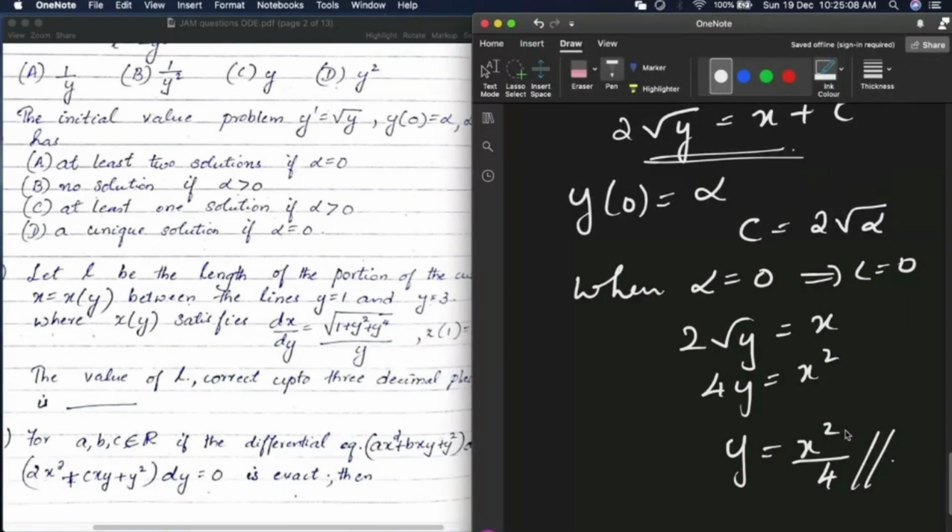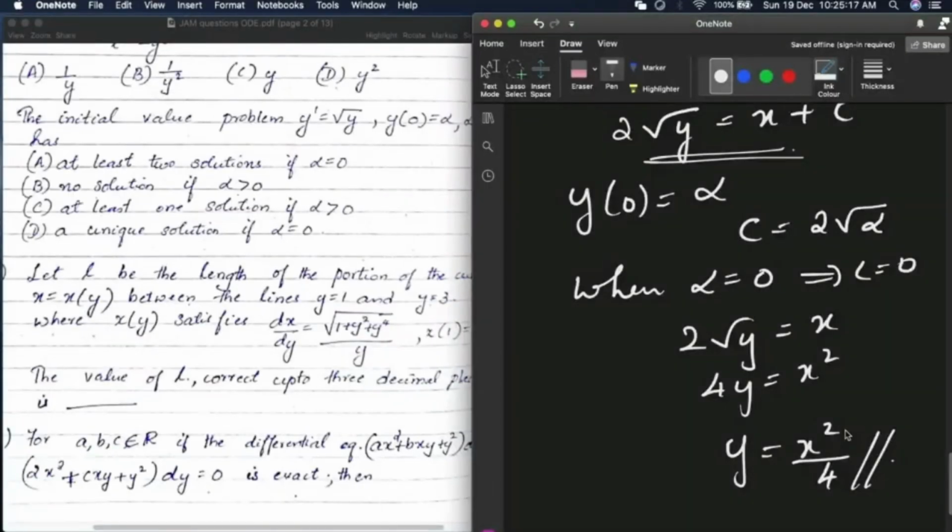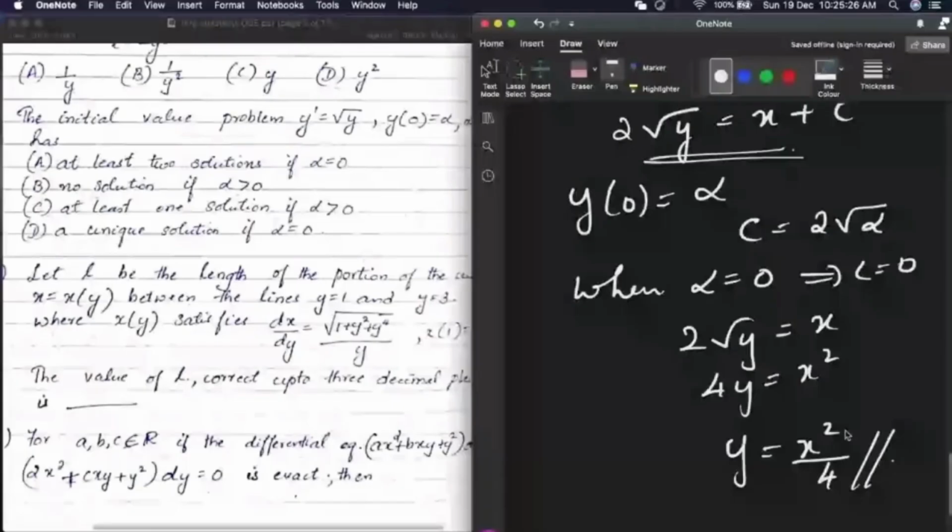Can you tell me which are the two answers for this? We have got the solution. Ma'am, option C and D. At least one solution if alpha is greater than 0. Options A and D. Correct. Options A and C, no?